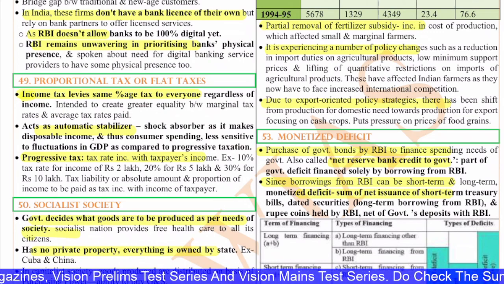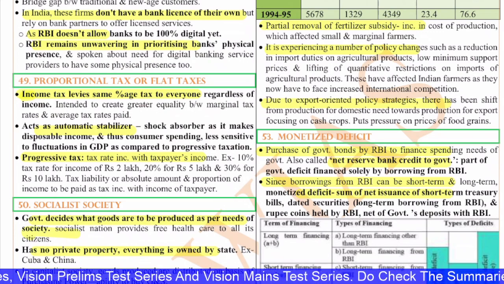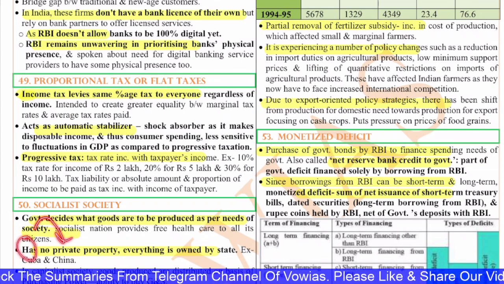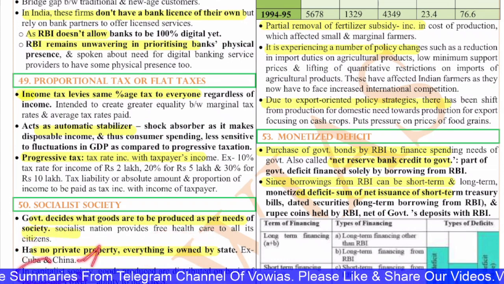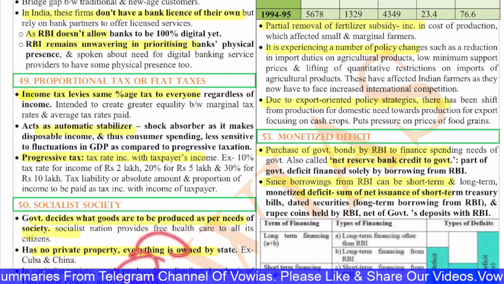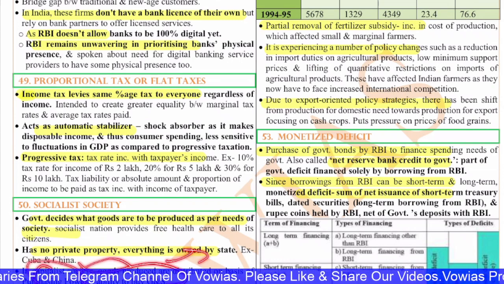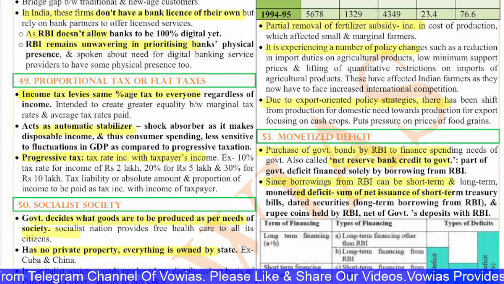Next, the 50th question is on socialist society. A socialist society is when the government decides what goods are to be produced as per the needs of the society: what to produce, when to produce, and how much to produce. In a socialist society there is no private property. Everything is owned by the state. Examples: Cuba and China. In a capitalist society, the goods produced are distributed on the basis of purchasing power, the ability to buy the goods and services. These are the broad points about socialist society, capitalist society and all.